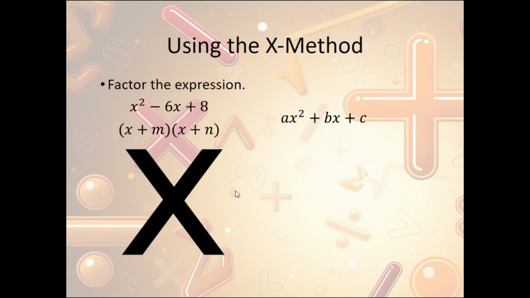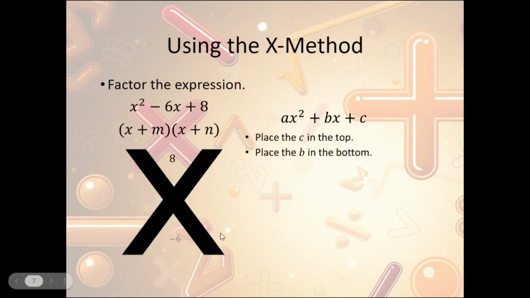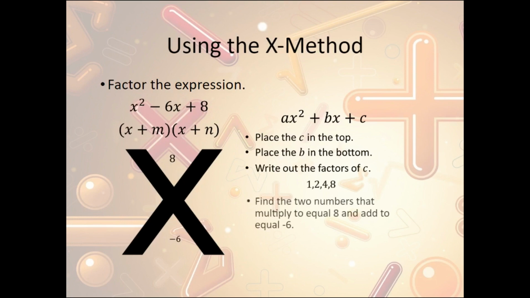Let's look at another example. We have x squared minus 6x plus 8. So same thing, place c at the top. So c is 8, so that goes here. Place b in the bottom, which is negative 6. So that goes there. Then I'm going to write out the factors. What are the factors of 8? Well, I have 1, 2, 4, and 8. Now, which of those are going to multiply to equal 8 and add to get negative 6?